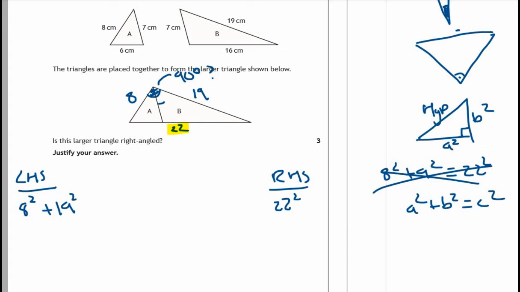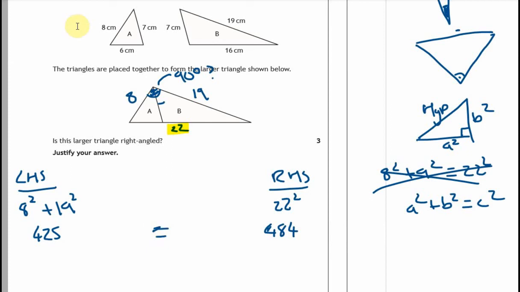If you can do that in your heads, I'm very impressed. So 19 squared is 361, 8 squared is 64, so that's 425. Okay, and 22 squared is 484. So 425 does not equal, sorry, so maybe just say, we'll say that, okay.